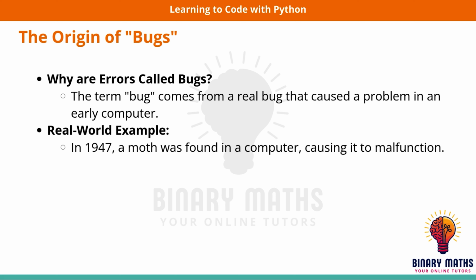The term bug in programming comes from a real-life incident in 1947 when a moth was found inside a computer, causing it to malfunction. This incident led to the use of the term bug to describe errors or glitches in software. Understanding the history of this term adds a bit of fun trivia to your programming knowledge and reminds us that even the earliest computers faced challenges similar to those we encounter today.